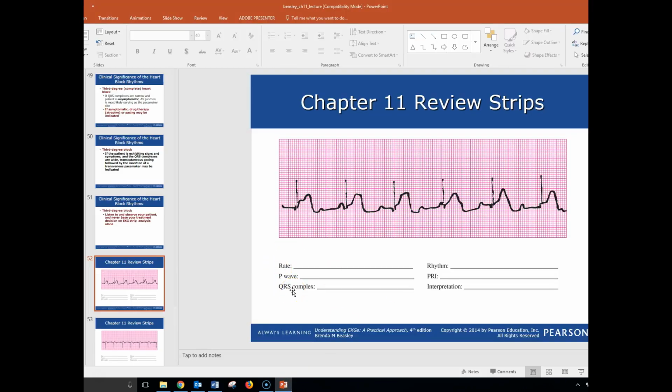Okay, I had to stop and take a look at something. Let's take a look here at a couple of strips. So this one kind of threw me off for a second. They're kind of ugly looking.